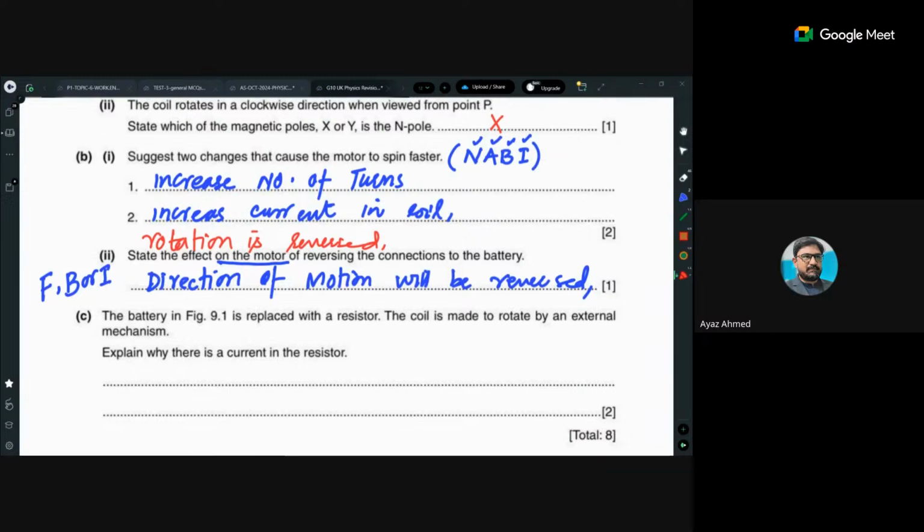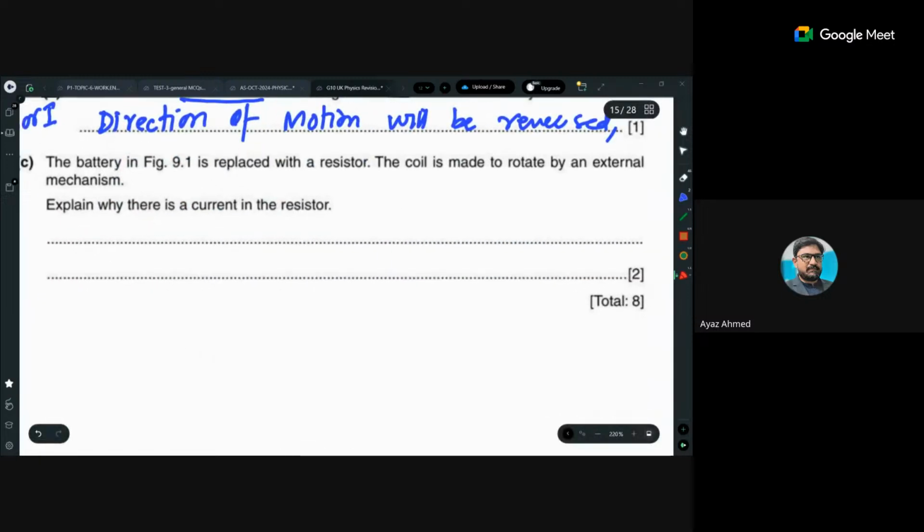Okay. नेक्स्ट पे हम लोग बात कर लेते हैं. Yes.